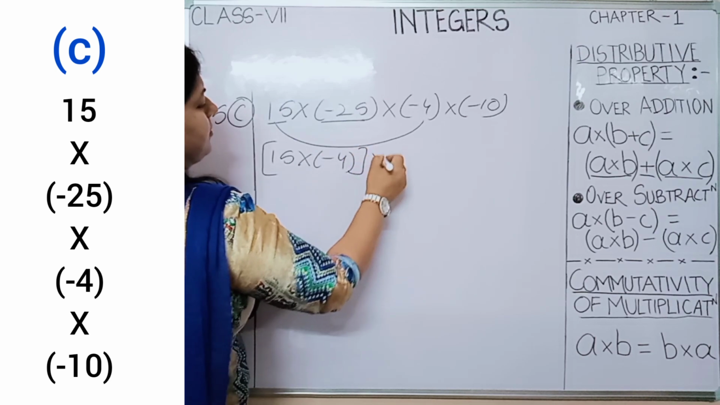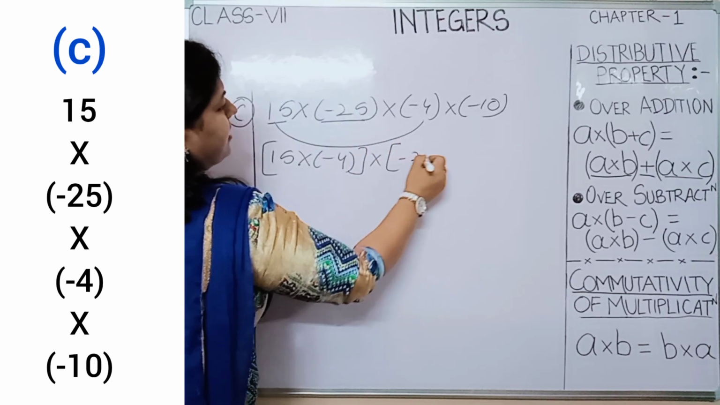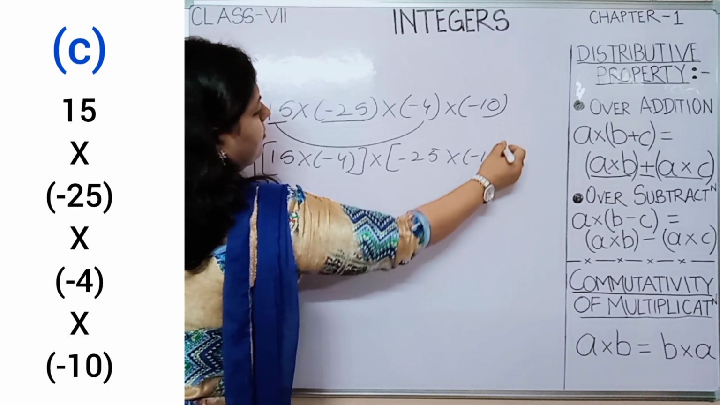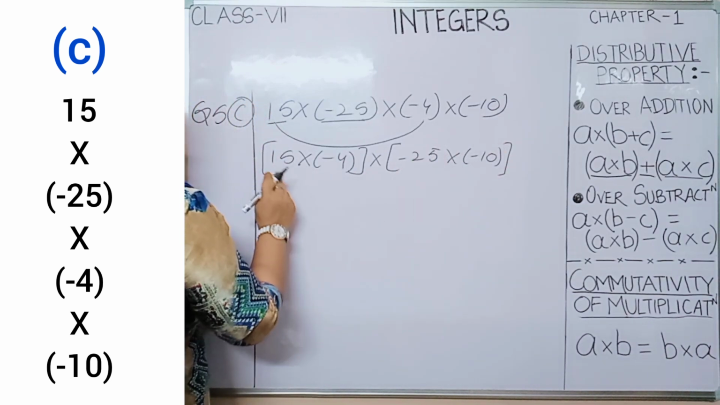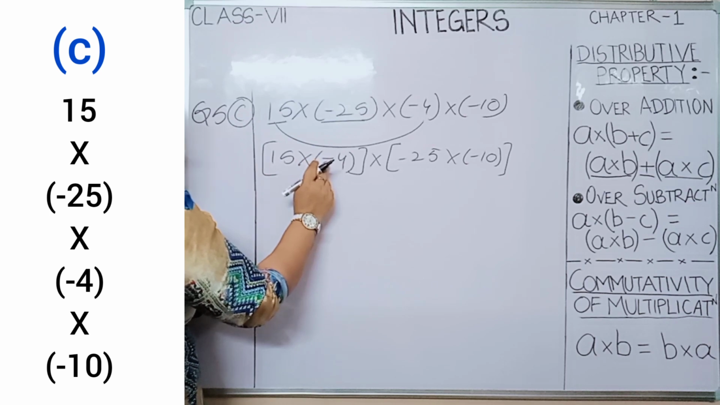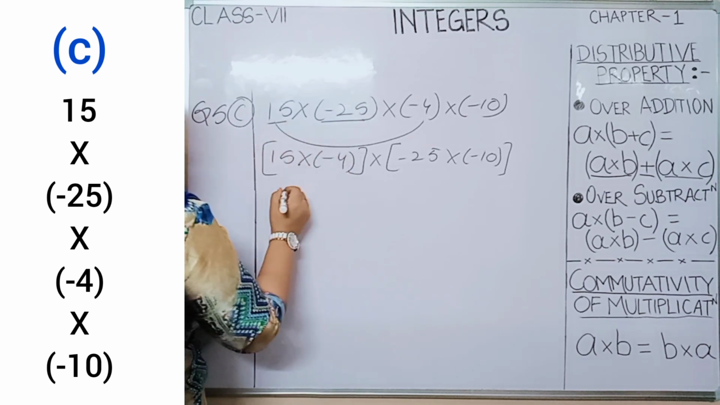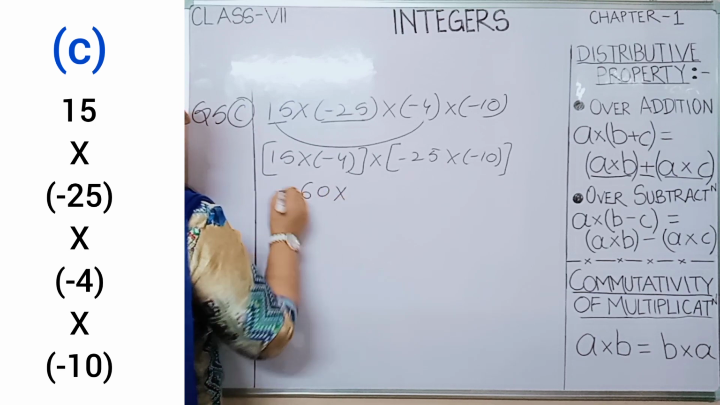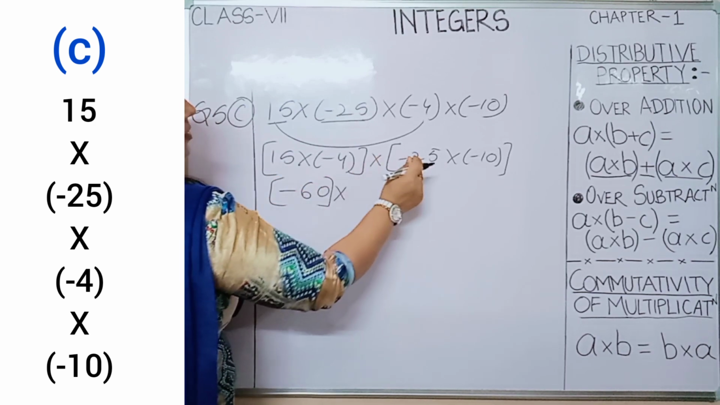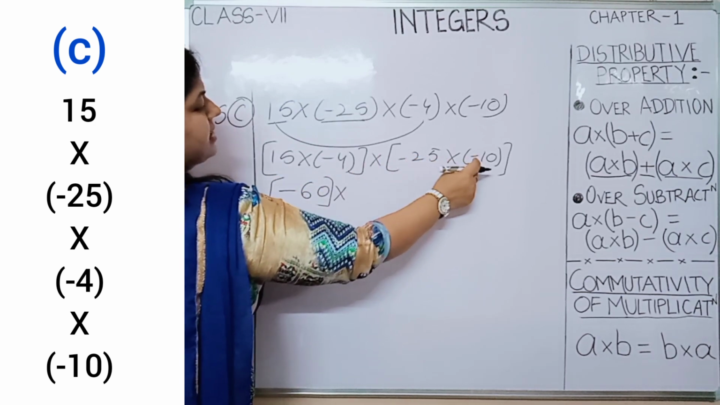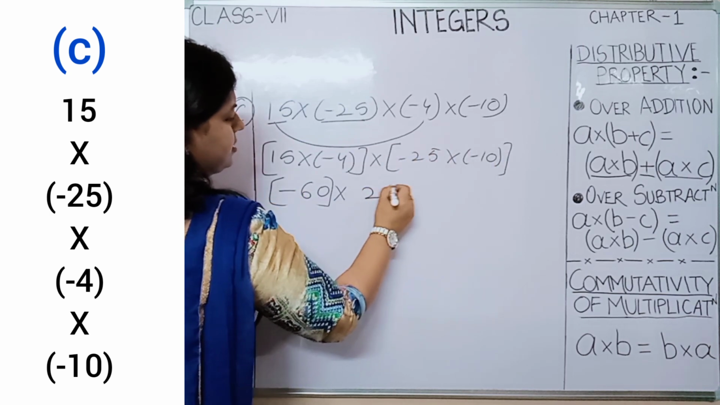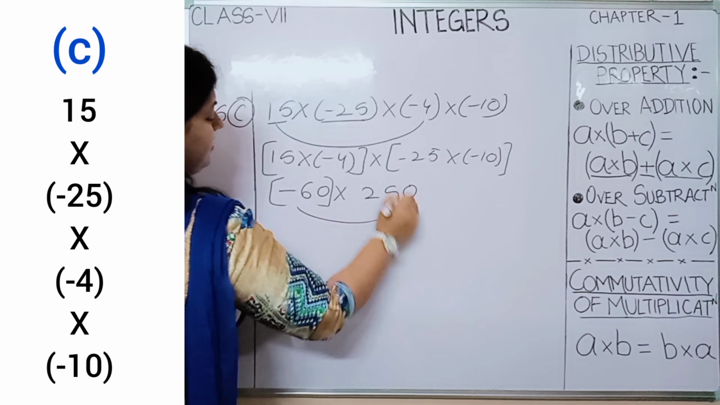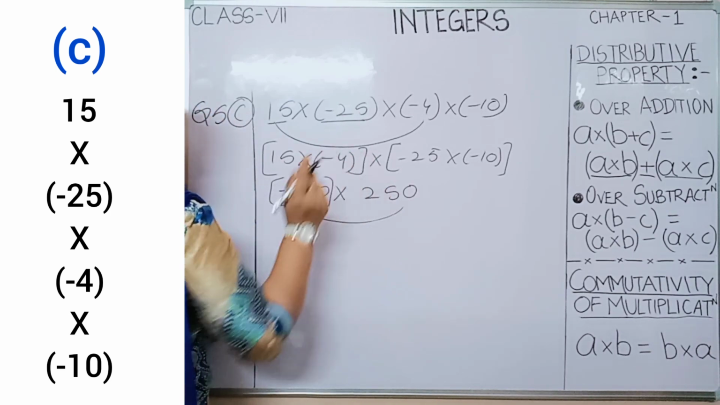and minus 25 and minus 10. So if I multiply 15 with minus 4, then I get minus 60. Multiply minus 25 with minus 10, we get 250. Again multiply 60 with 250.